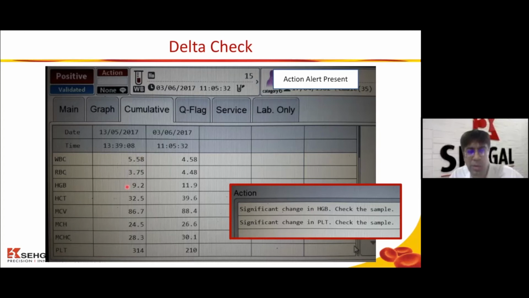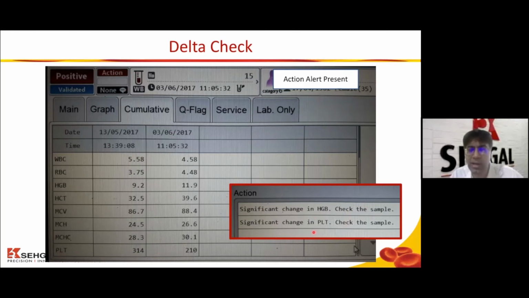Here, there was a huge difference in hemoglobin, 9.2 to 11.9, and we have kept in our lab a difference of 1 gram. For platelets, we have kept a difference of say 10%. So here it recognized a significant difference. And when you click on this action tab, another tab opens up. It says significant change in hemoglobin, check the sample. Similarly for platelet.